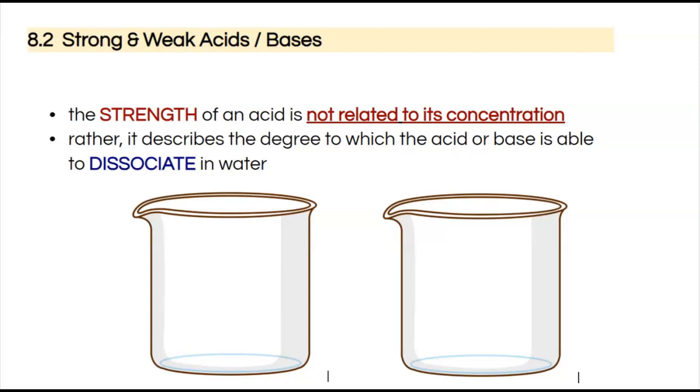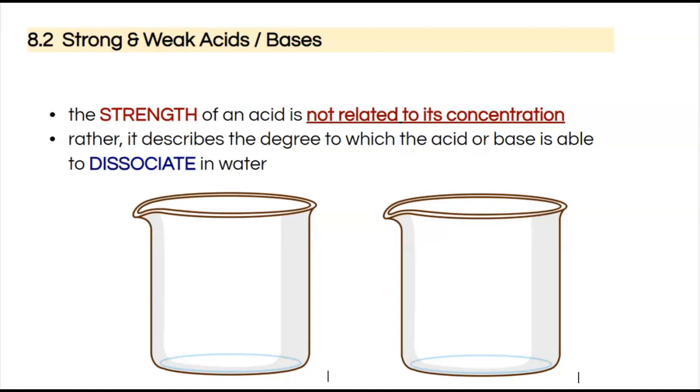So in this lesson, I want to remind you about what it means to describe an acid as either strong or weak. And the mistake that many make is that they tend to believe that the strength of an acid is related to its concentration, and that just is not the case. So let me give you an example of that.